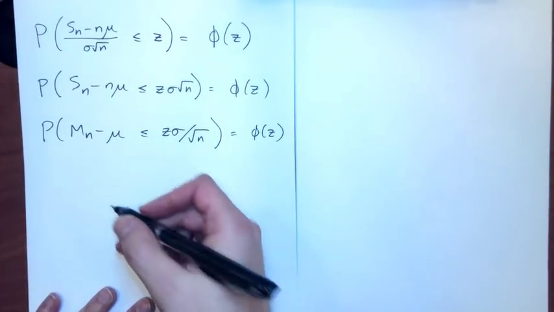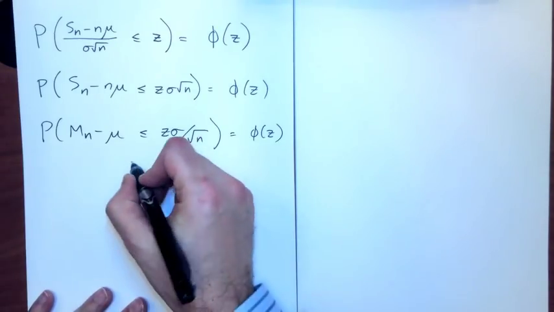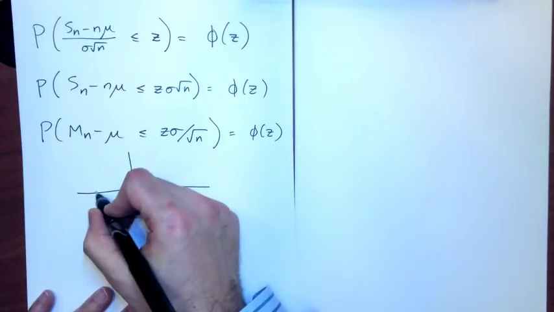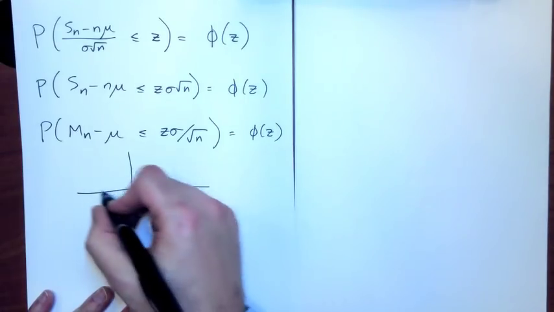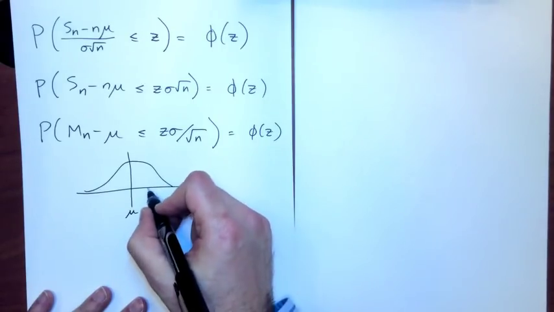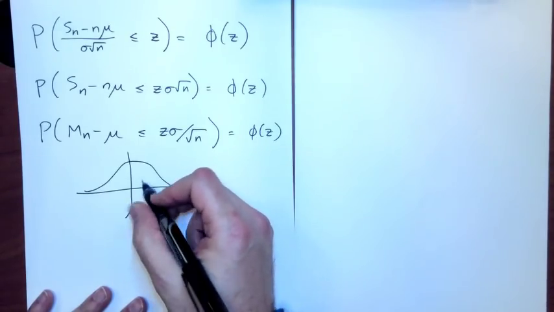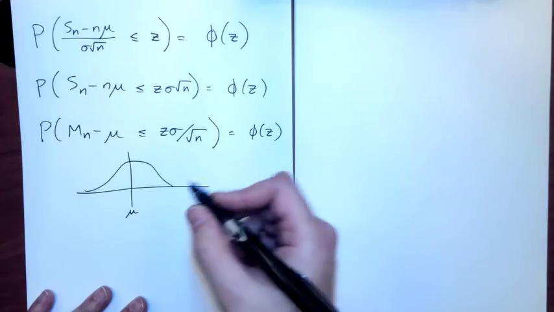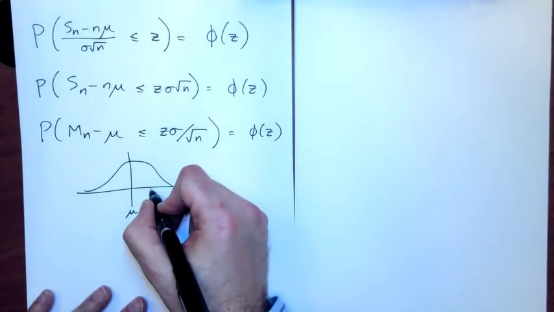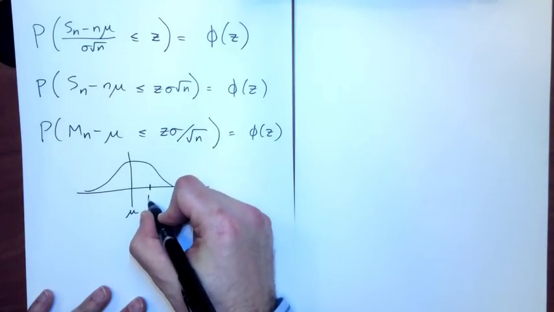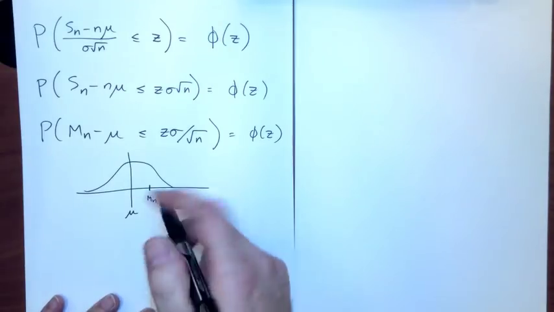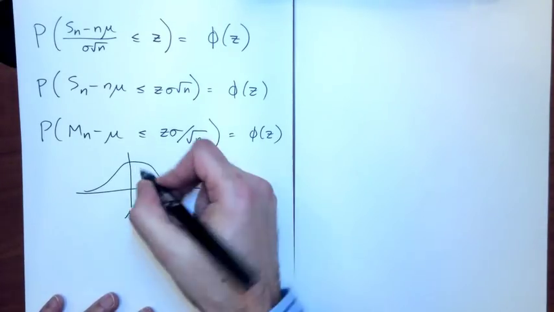Or a different way of thinking about this is to say that the probability, let's write this as a picture. So the probability that the mean minus mu, so here's mu, and let's suppose that mn is here. So it's like saying, I'm talking about how far away mn is from mu. That's kind of like the one side.